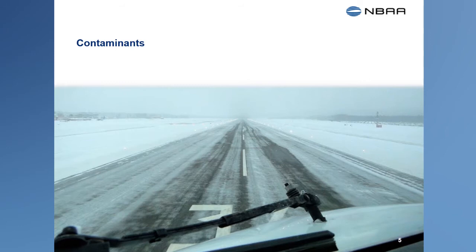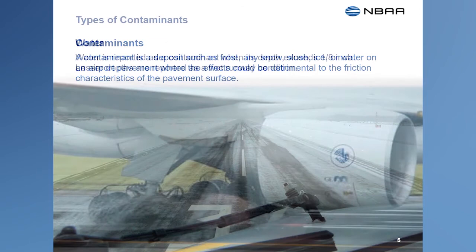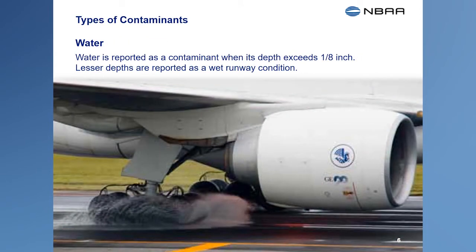Dry runway and wet runway are conditions. So what are contaminants? There are several types: frost, snow, slush, ice, or water on airport pavement that can be detrimental to the way your aircraft performs. Water is one type of contaminant that can be reported. Now there's a difference here between a wet runway and a runway that's contaminated with water. Water that's on the runway at a depth of 1/8 of an inch or less constitutes a wet runway. But if the water is more than 1/8 of an inch deep, then it's a contaminant.